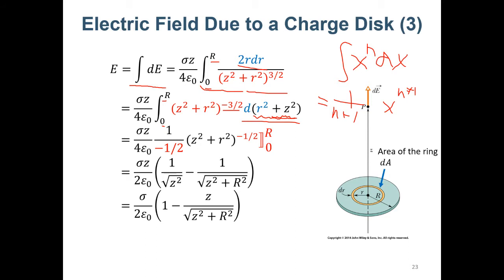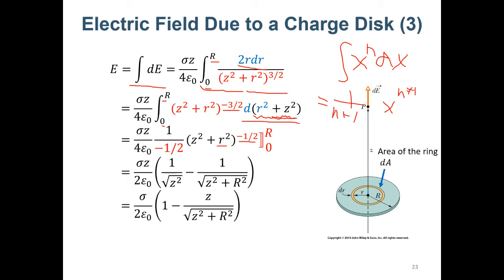So this is minus 3/2 power. So plus 1 should be minus 1/2 at the denominator, and this power becomes minus 1/2 power. So finally, you substitute r into this expression to replace the small r. So we have z squared plus r squared, take the square root at the denominator. And then you substitute 0 into this expression.